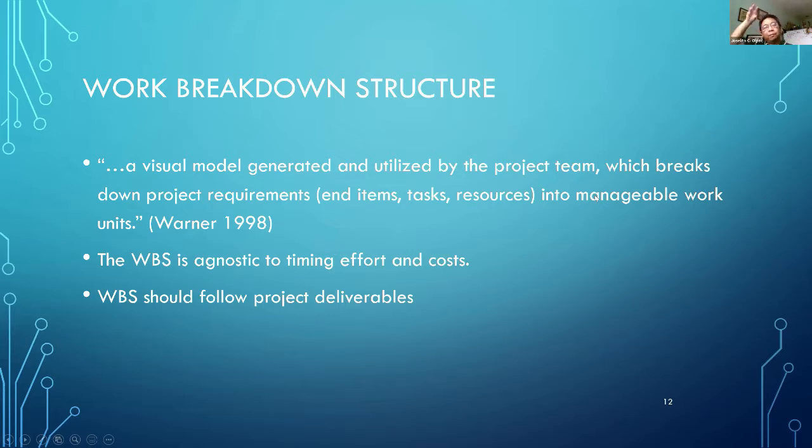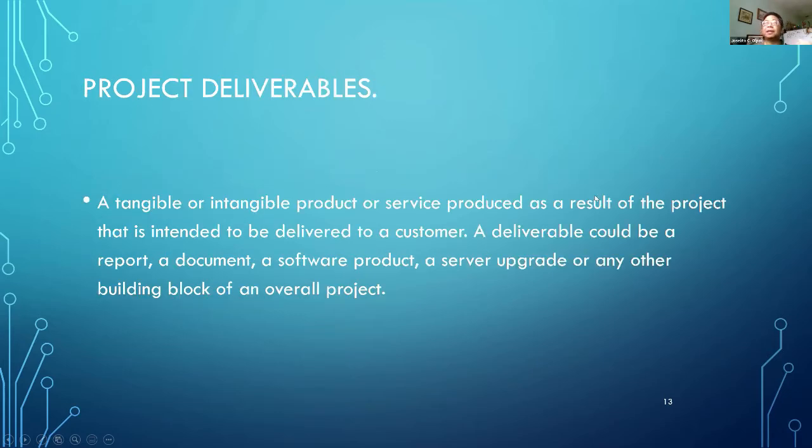And the pickup for your WBS should start from your major deliverables, high-level deliverables that were defined in your scope management document, okay? So because it's a visual model, and it's based on the project deliverables, let me say something a little bit more about project deliverables. I touched it briefly in project scope, but this is the best place to define it. A project deliverable is an intangible or tangible product or service produced as a result of the project that is intended to be delivered to a customer.